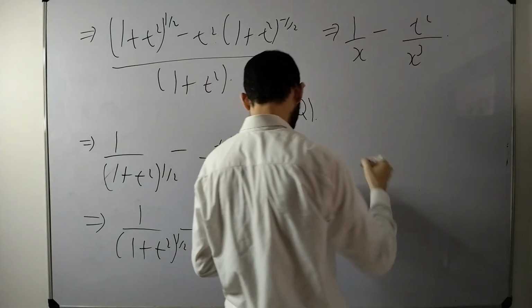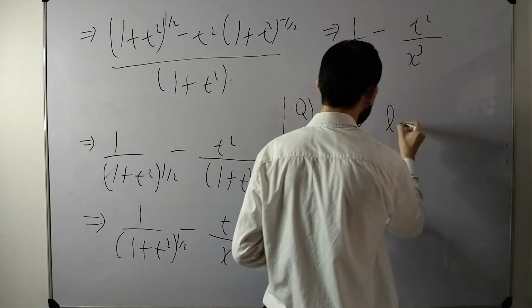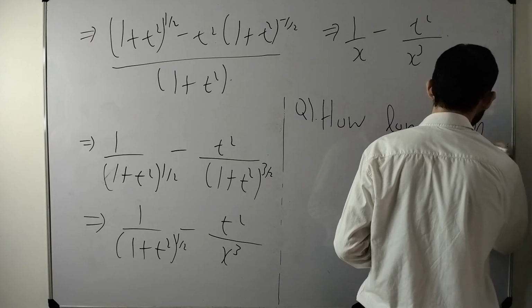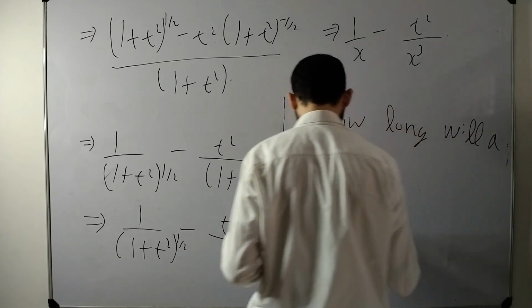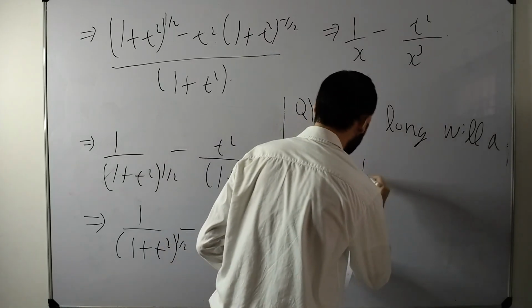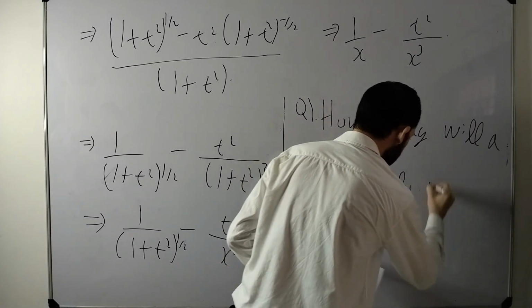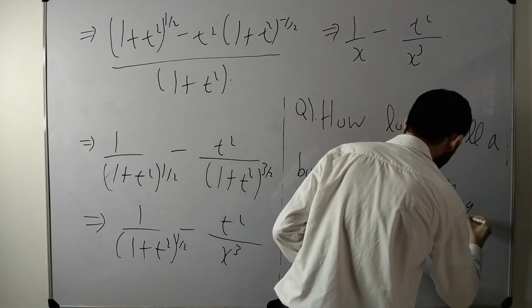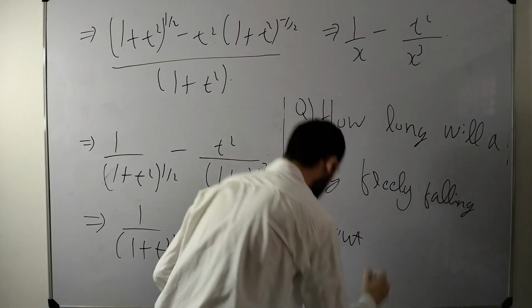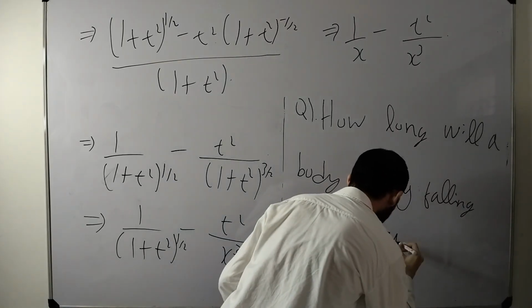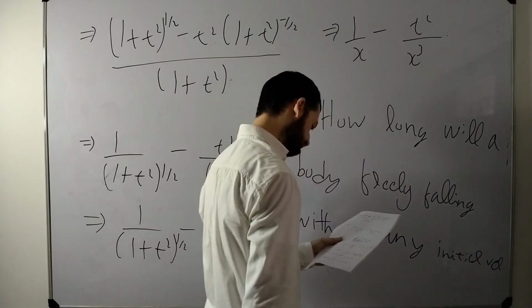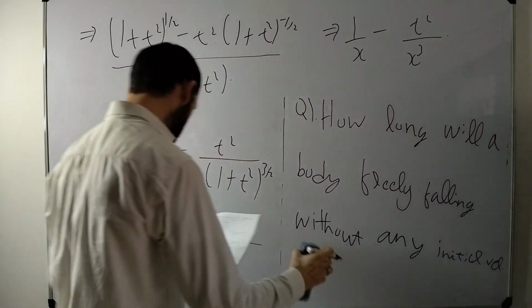Question: How long will a body freely falling without any initial velocity, initial velocity, past the nth centimeter?